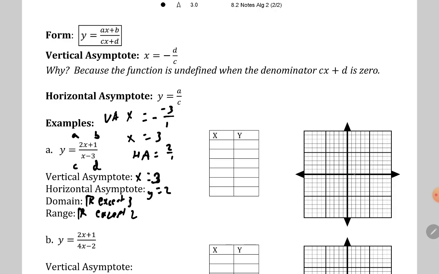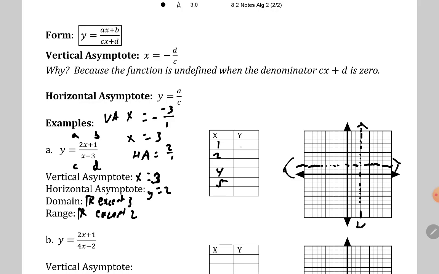Alright, so let's draw in our vertical asymptote. X equals 3, 1, 2, 3. And a horizontal, y equals 2. Now we're going to just choose points using our vertical asymptote. Our vertical asymptote's at 3, so to the left is 1 and 2, and to the right is 4 and 5.